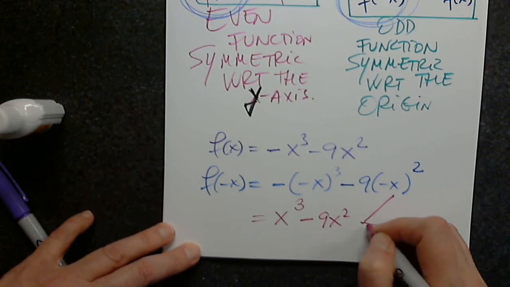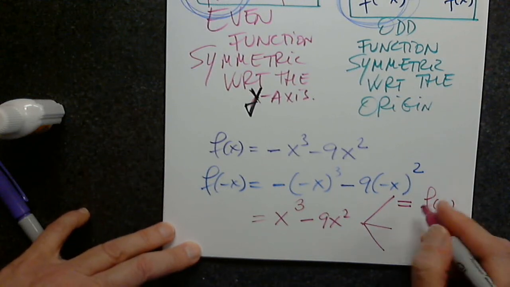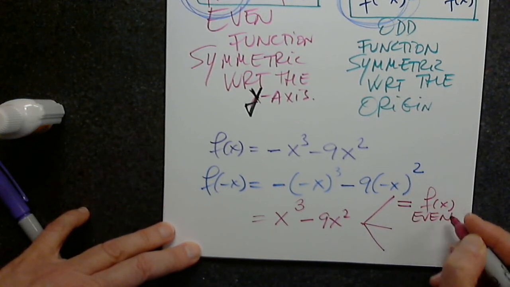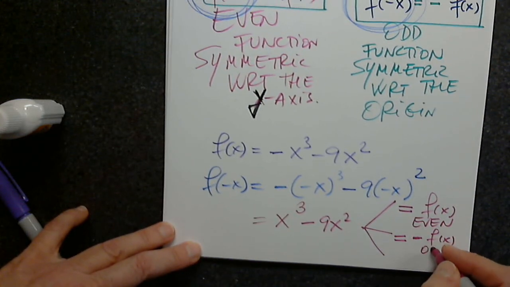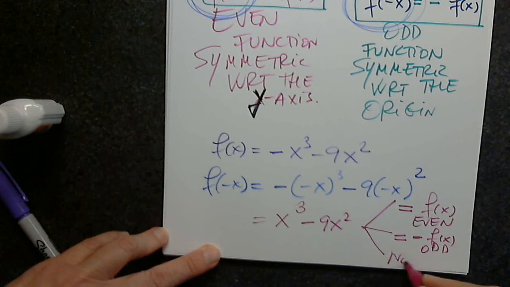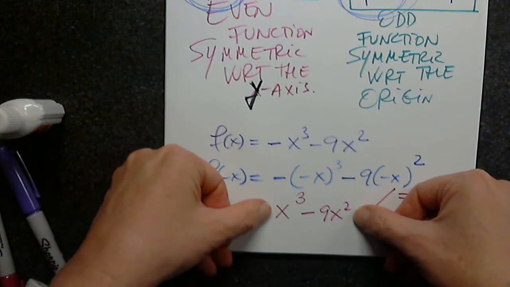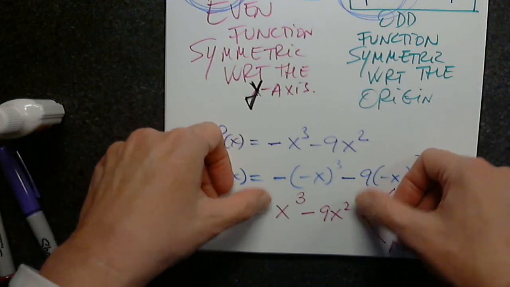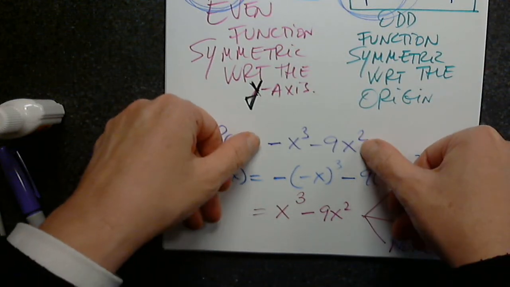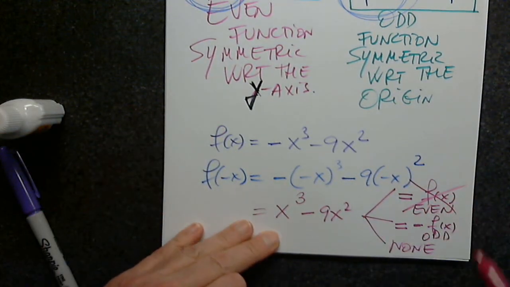So I have three questions now. Does this equal f of x? If you say yes, the function is even. Does this equal the opposite of f of x? If you say yes, the function is odd. Or none of the above. So we compare now f of negative x, which is this, to f of x. Are they identical? No. So the function is not even.